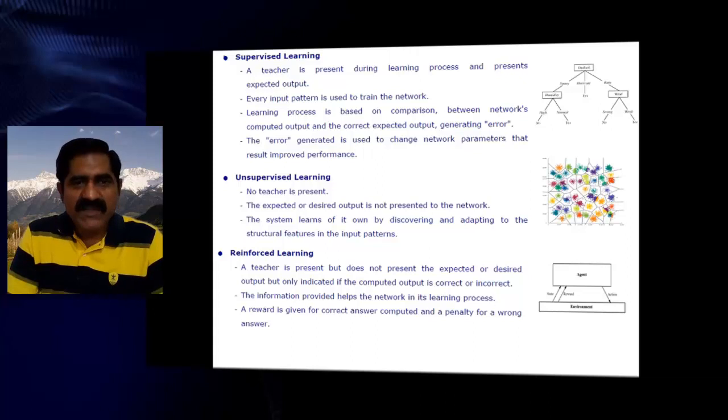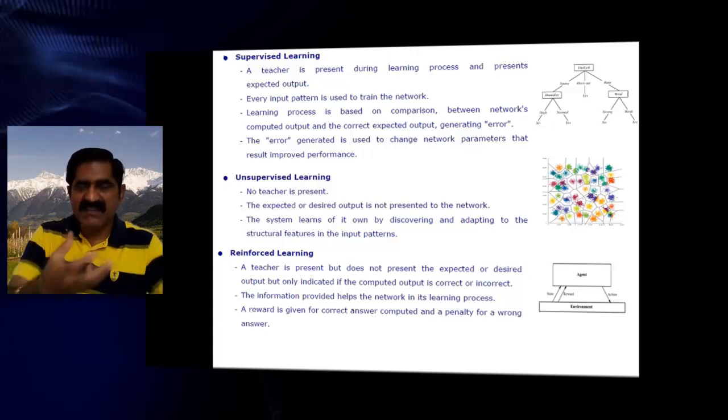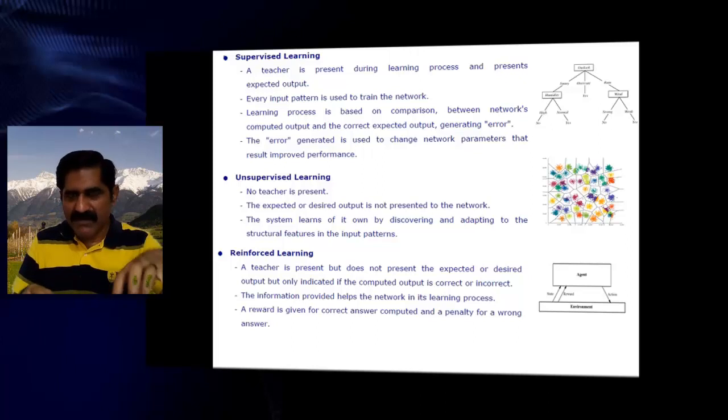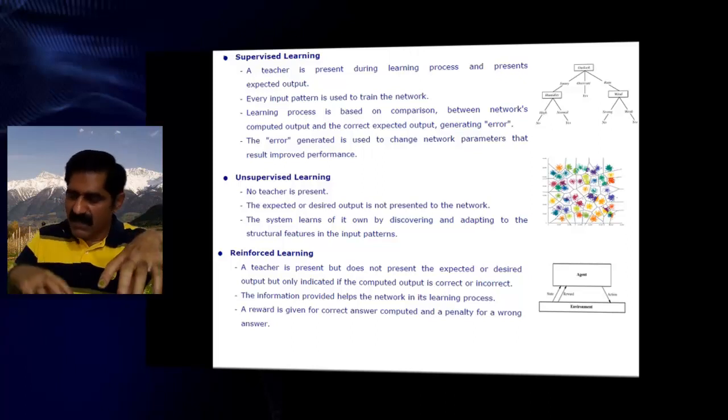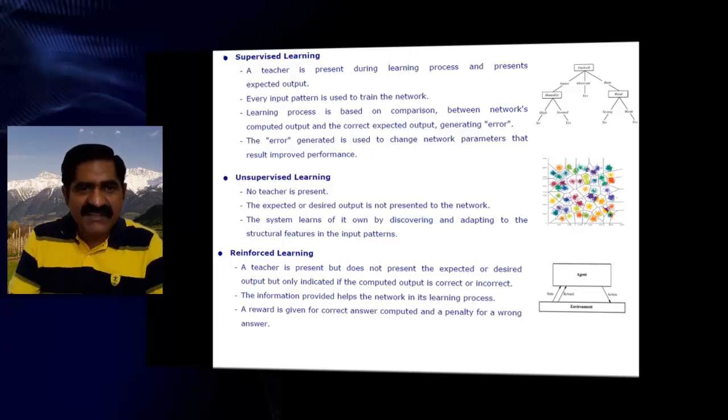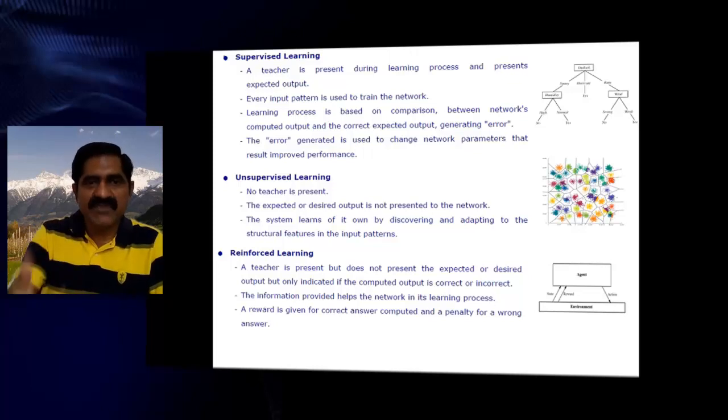Coming to unsupervised learning, no teacher is available. You have no idea about apple, orange or banana. Just based on the properties of these fruits, you keep apple in one location, banana in another location. Why? Because the apple shape is round, banana shape is different, this color is different, that color is different. Even though there is no teacher, you are learning based on the features. Without labeling, you are working. So that is unsupervised learning.